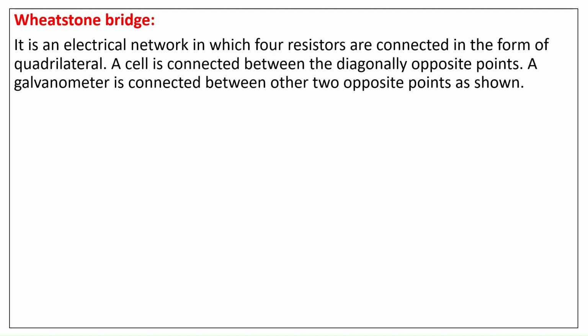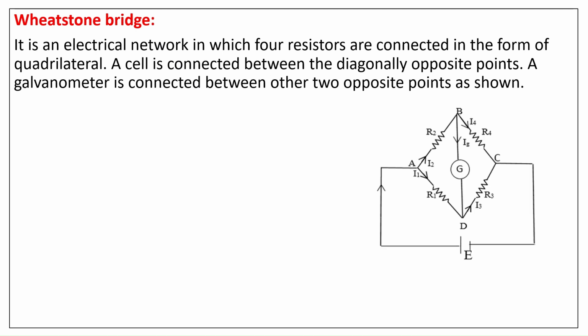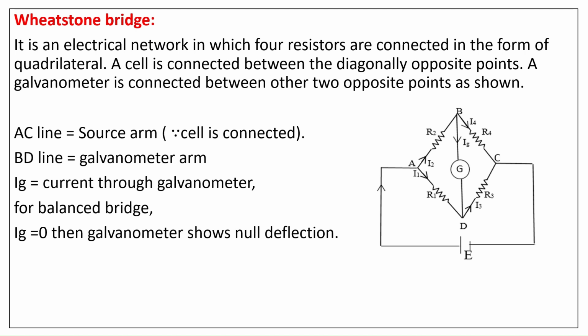It is an electrical network in which 4 resistors are connected in the form of a quadrilateral. A cell is connected between the diagonally opposite points. A galvanometer is connected between the other 2 opposite points as shown. From the figure, the AC line is the source arm, where the cell is connected. The BD line is the galvanometer arm. IG is the current through the galvanometer. For a balanced bridge, IG = 0. Then the galvanometer shows null deflection.